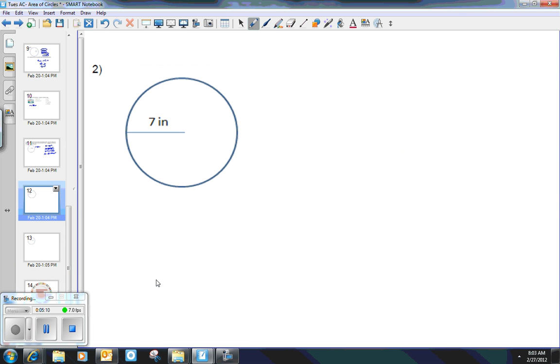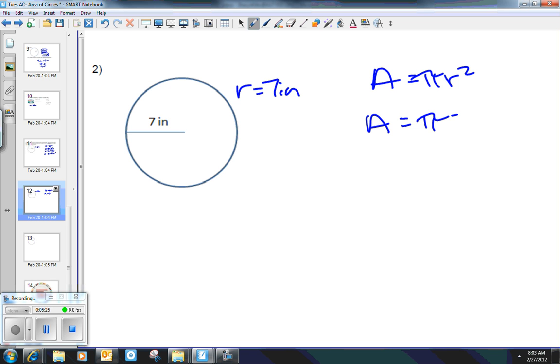Number 2. 7 inches is our radius. So now we know that r equals 7 inches. Put down our formula, pi r squared. Area equals pi times 7 squared. Okay, and 7 squared is 49. So area equals 3.14 times 49.